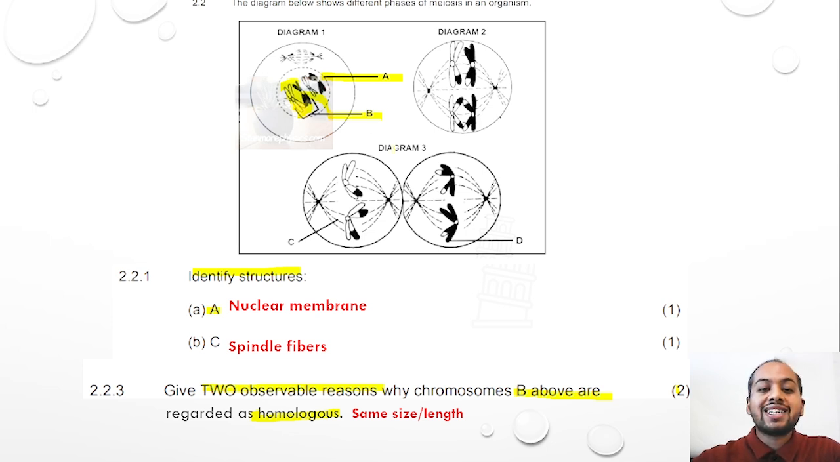And those are general characteristics of homologous chromosomes. Therefore, we can say they have the same size or length, they have the same shape, and they have the same centromere position. Any two of those observable reasons would have given you 2 marks for 2.2.3.